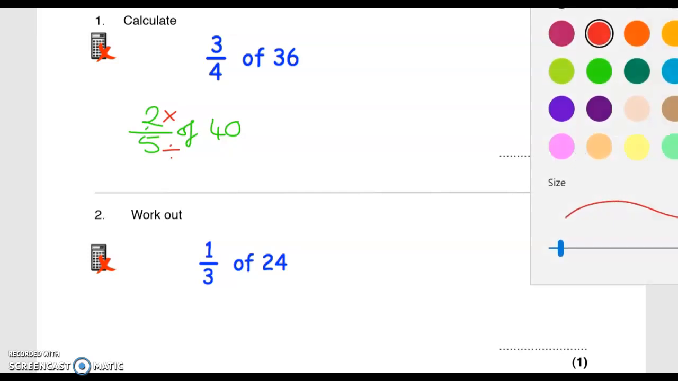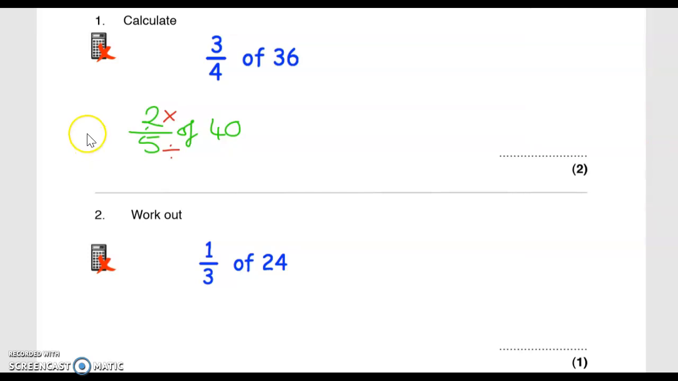Let's go through the answer to this. We're going to do 40 divided by 5. Going through your 5 times table, you get to 40, so that's 8. Then you're doing that number times by the top, which is 2, so that gives you 16. So that's the answer to that, and you can have a go at question 1.